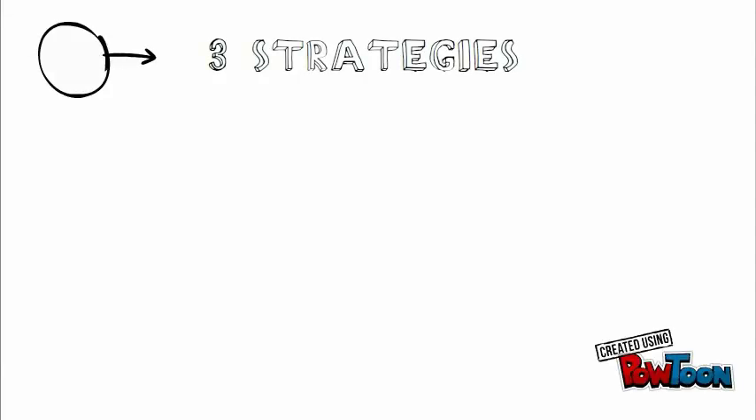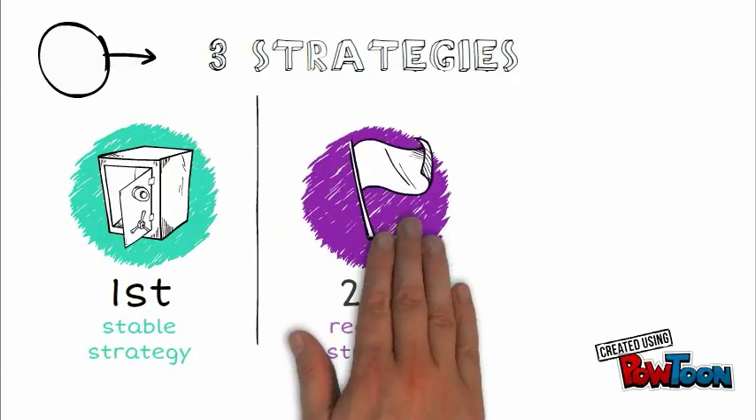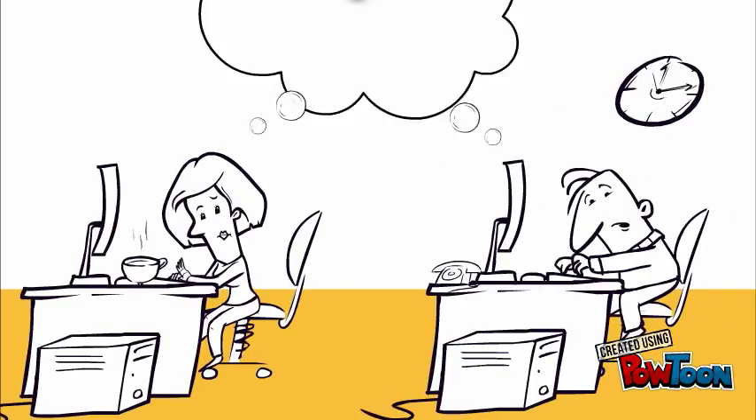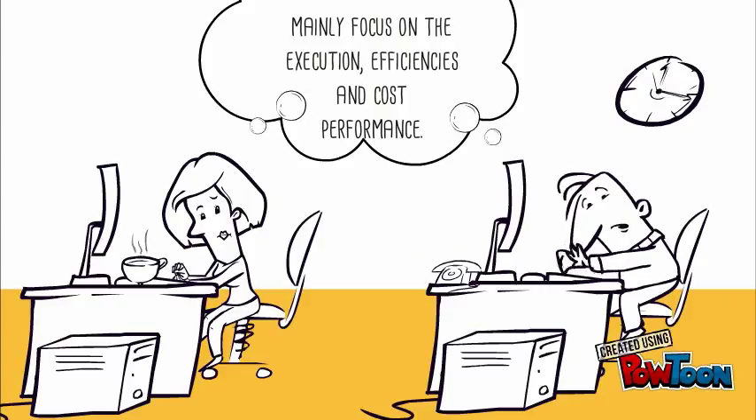There are three main strategies in supply chain management. The strategies are stable strategy, reactive strategy, and efficient reactive strategy. Stable supply chain strategy is appropriate when the chain is mainly focused on the execution, efficiencies, and cost performance. This strategy uses simple connectivity technologies and needs minimum real-time information.